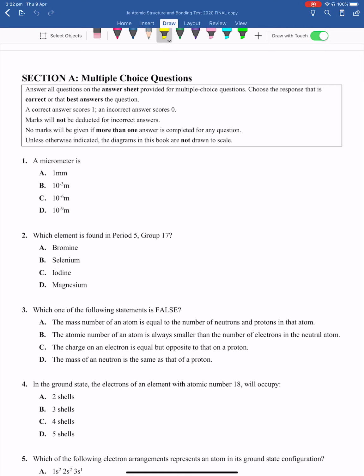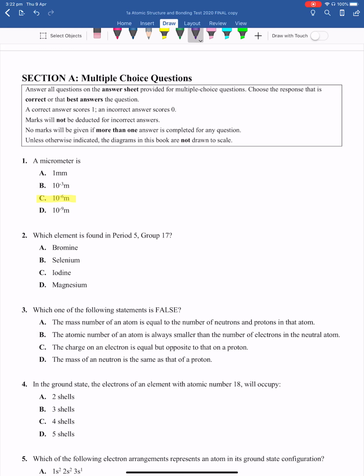So question number 1 asks about a micrometer. The prefix micro refers to 10 to the minus 6. This one was a bit hard for a lot of you. It's obviously a topic that you didn't revise very well, but it is important to remember that you need to know your prefixes and how big they are.